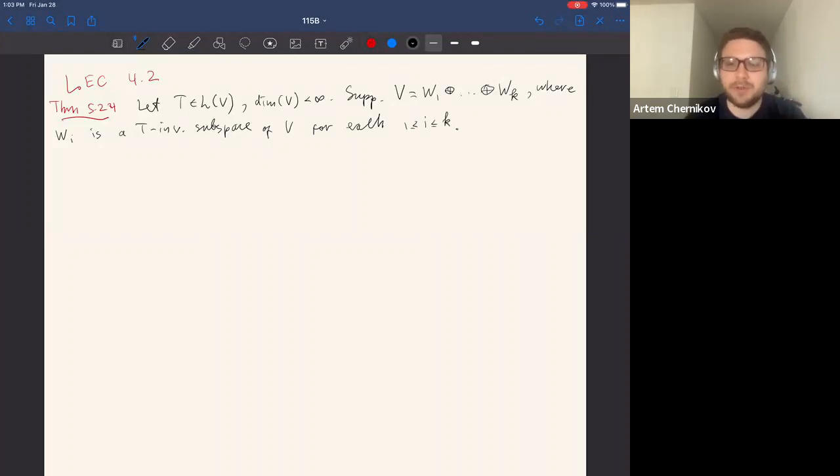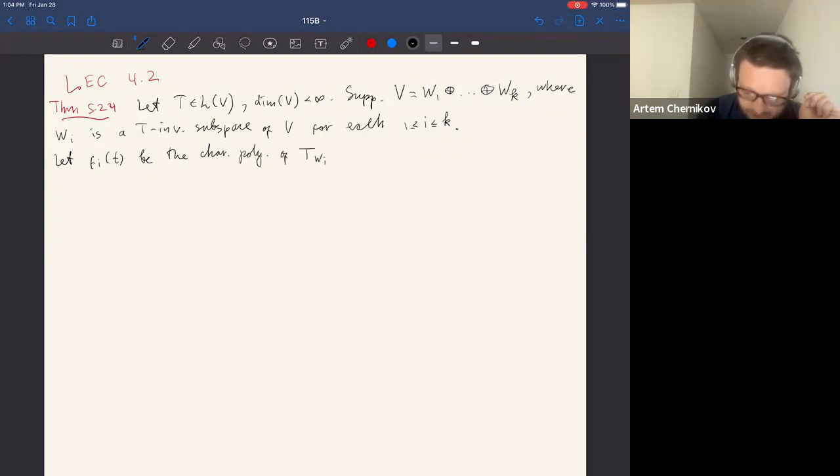So this is the situation. We're given a bunch of invariant subspaces, so that the whole space is the direct sum of them. In this situation, we can calculate the characteristic polynomial of T in terms of the characteristic polynomials of its restrictions to the subspaces Wi. Namely, let us denote by fi(t) the characteristic polynomial of T restricted to Wi.